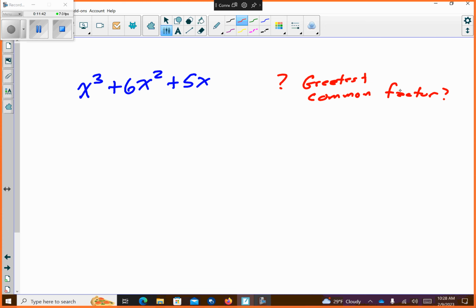Okay, what do all 3 of these terms seem to have in common between them? They all have an x. Does everyone feel comfortable with us saying that? All 3 of those terms have an x. Okay, well, what I'm going to do is I'm going to factor an x out, and it's going to give me this. Okay? All right.